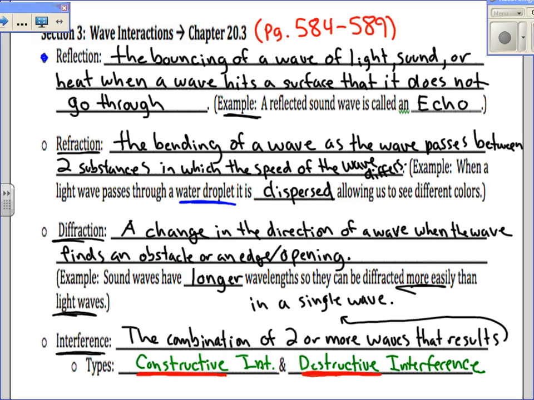You can see this in water waves as well, and you'll see this throughout the unit more. And that is all that we have for Lesson 1 of Physics Unit 2 on waves.